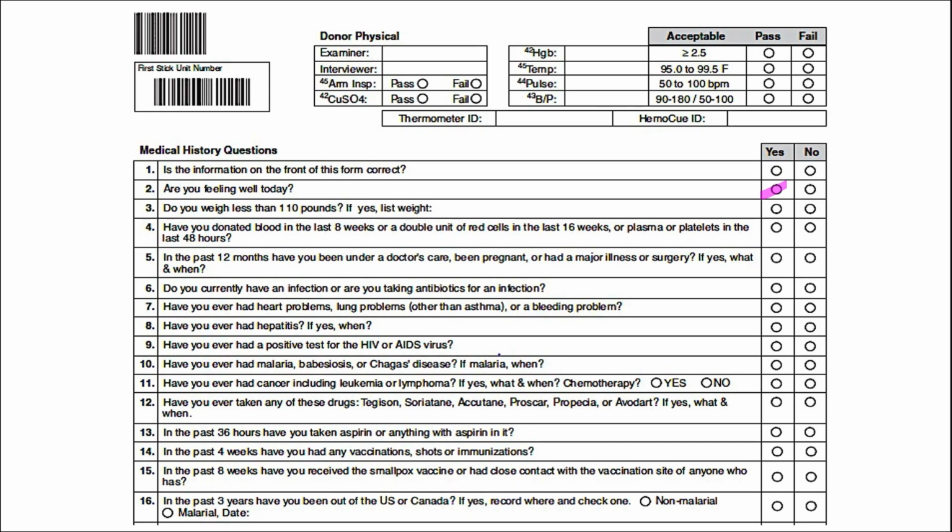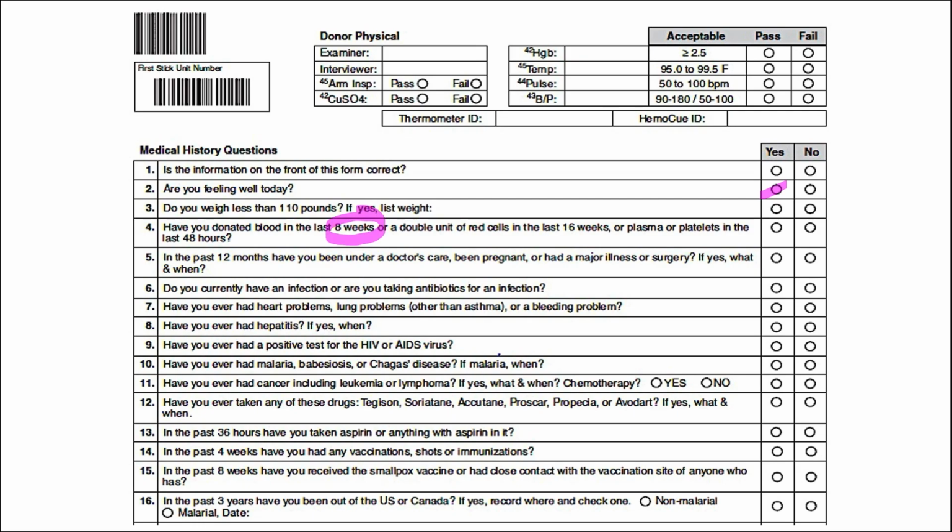So, do you weigh less than 110 pounds? If yes, list weight. Because the minimum requirement is 110 pounds. However, there are instances that we have to compute the amount of blood that the donor can donate based on his weight. Have you donated blood in the last 8 weeks, or a double unit of red cells in the last 16 weeks, or plasma or platelets in the last 48 hours? So 8 weeks, that's presumably 2 months, right?